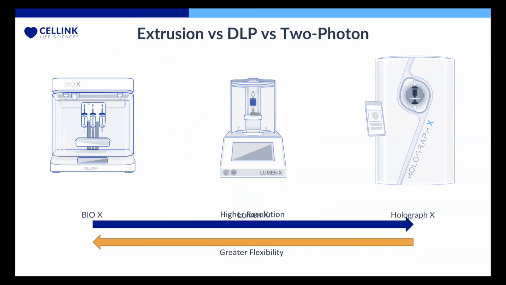So numerous 3D bioprinting technologies have sprung up over the last 30 years, but CellLink offers three, each with its own advantages in terms of resolution and flexibility in terms of the number of materials that can be used and the variety of said materials.